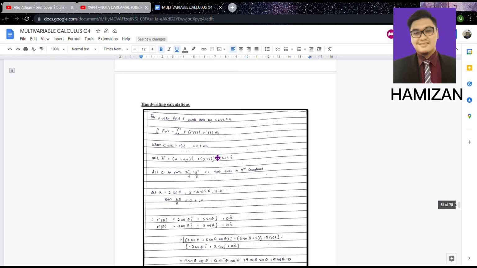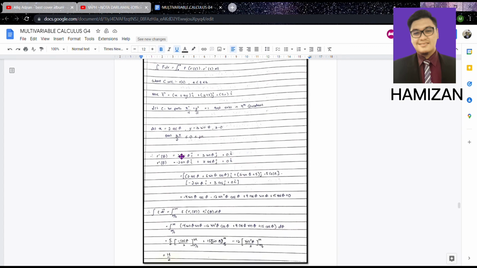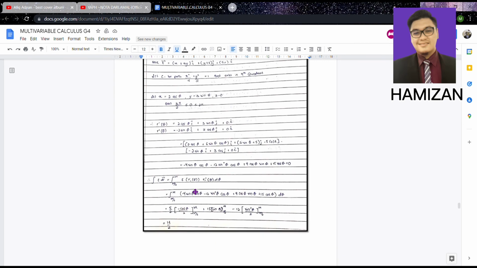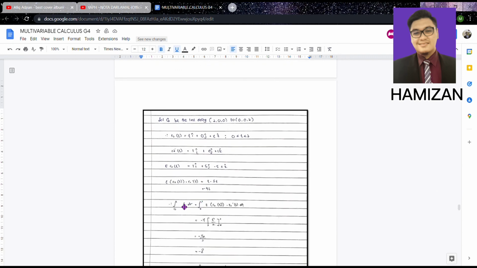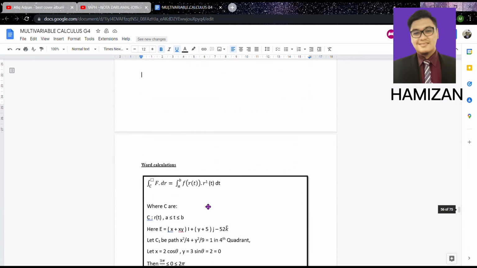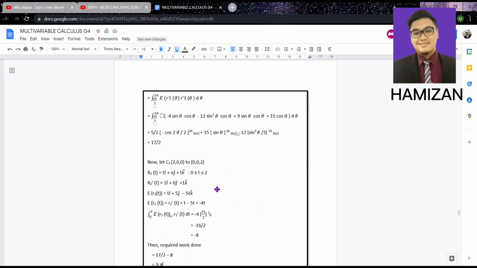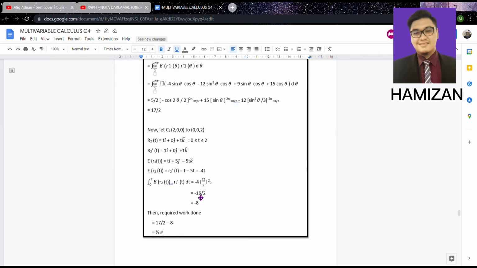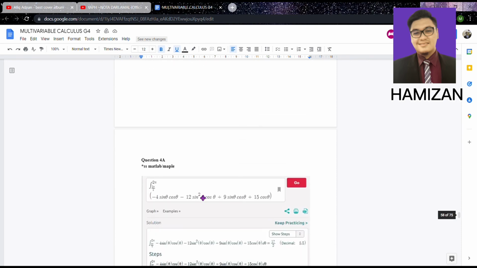So this is my handwriting calculation, this is the formula. So I calculate using the formula, and let C1 be the path and do some differentiate and integrate, and need to find the C2 first before I get the work done, which is the answer is 1 over 2. So this is my work calculation, same answer, because I need to do the work from the rubric required.